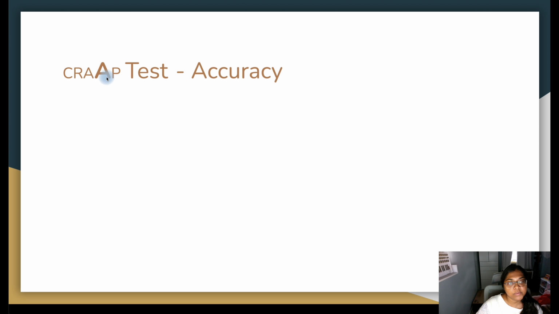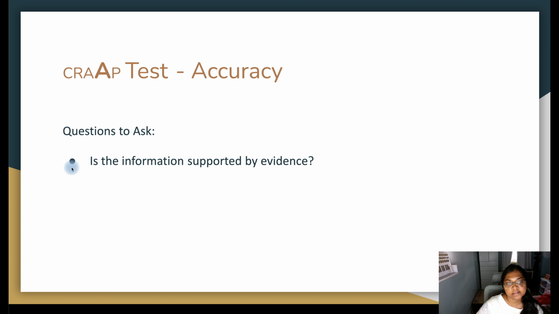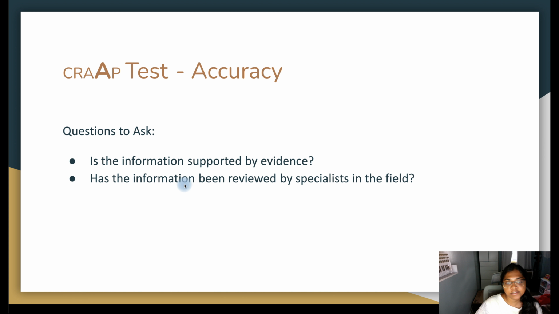The next A we have in the CRAP test stands for accuracy. So some questions to ask: is the information supported by evidence? If you have an article that's claiming something, but they have no research to back it up, no evidence to support them, then where are they getting this information from? Why should you believe what they're saying? So just keep an eye out for if the author is providing evidence to support their claims. Next, has the information been reviewed by specialists in the field? So this is referring to the peer review process that I just touched on.